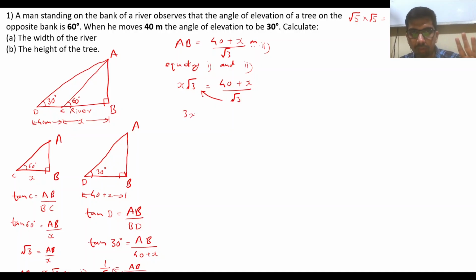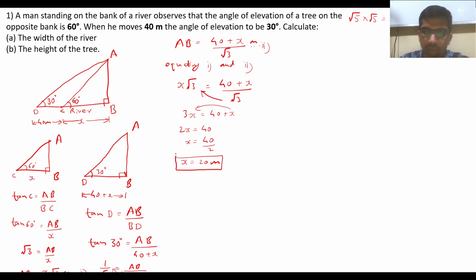This will become 3x. And this is 40 plus x. Bring this x on left hand side. So 2x is 40. So x is how much? 40 upon 2. So x is 20 meters. So width of the river is 20 meters. So we have got 1 mark for all this, and to write second mark, width of the river is 20 meters, and this is the second mark which we'll get.